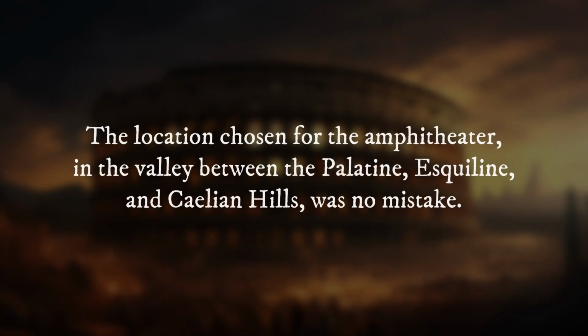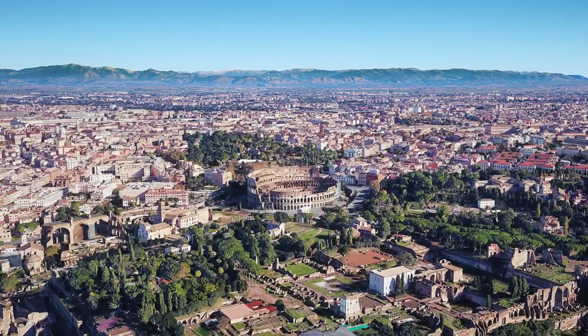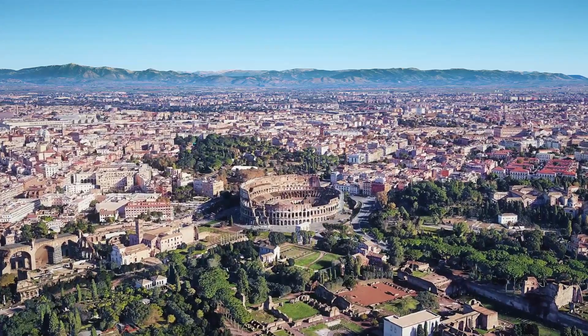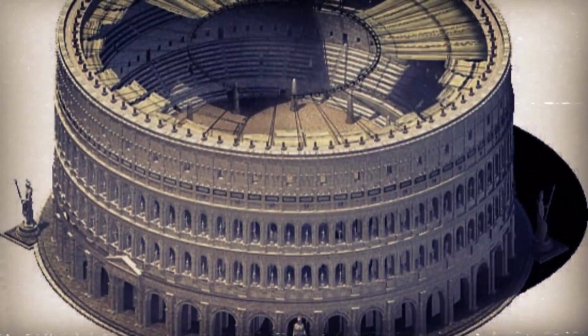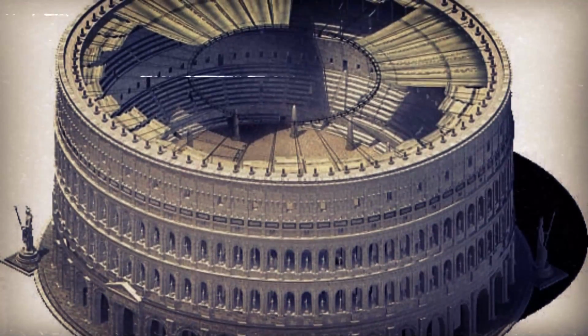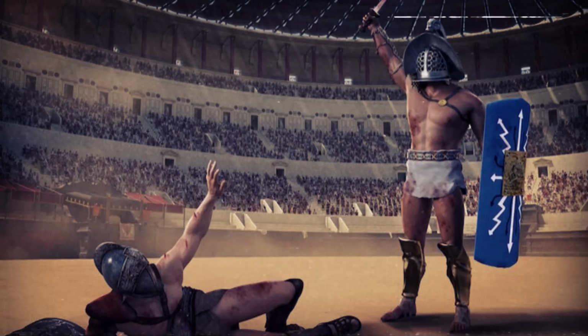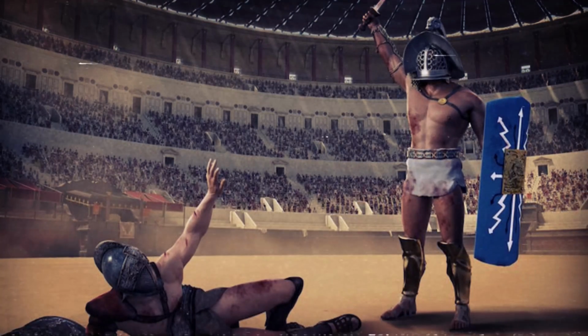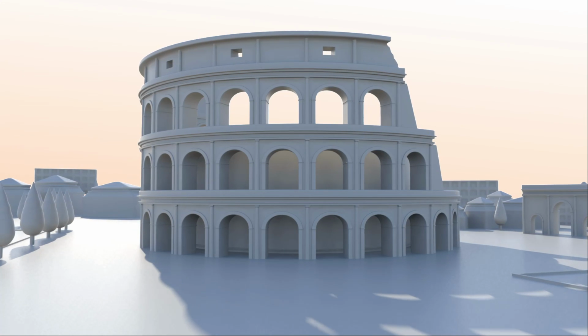The location chosen for the amphitheater in the valley between the Palatine, Esquiline, and Caelian hills was no mistake. It served as a deliberate integration of the Colosseum into the urban fabric of Rome, making it a central hub for the social and cultural life of the city. Vespasian's vision for the Colosseum was ambitious, intending it to be a colossal venue for a variety of public spectacles, most notably gladiatorial contests.